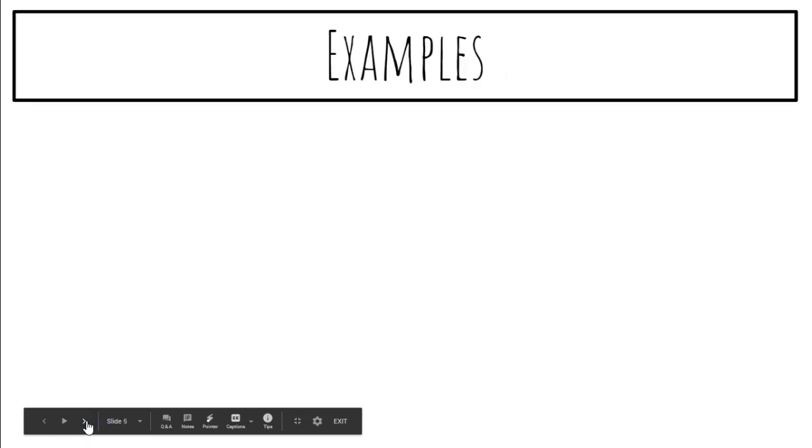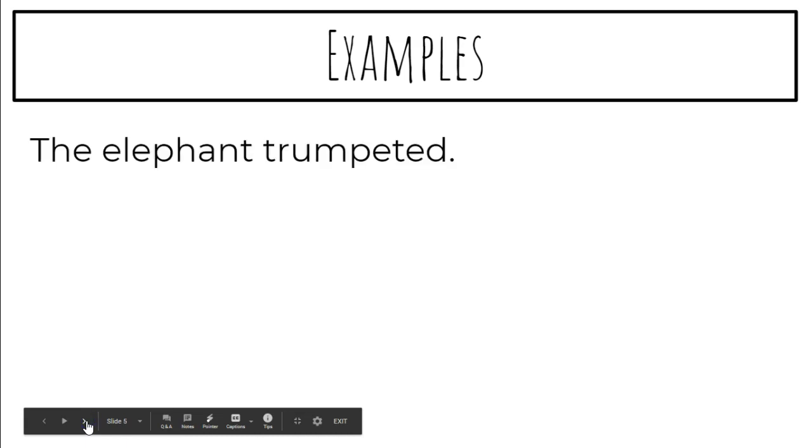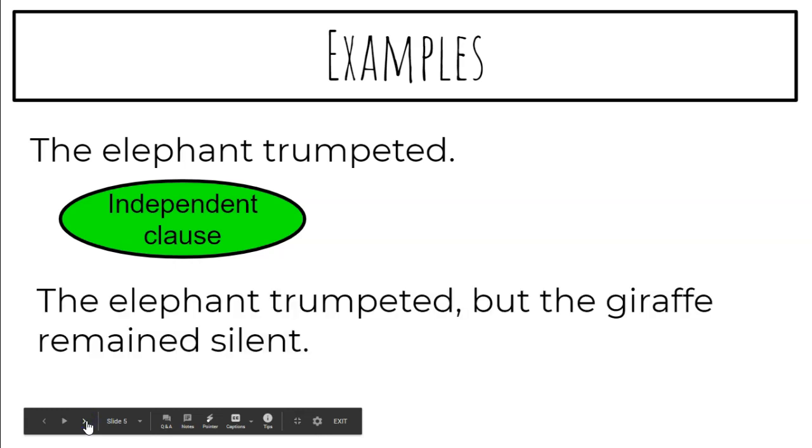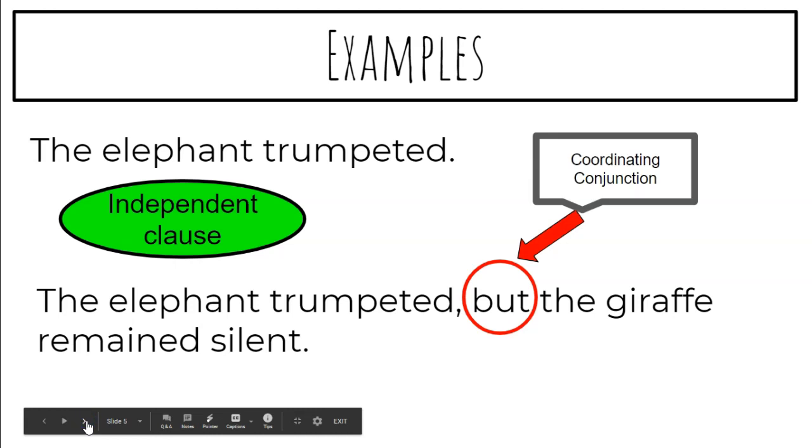Okay, so here's some examples of some independent clauses. The elephant trumpeted. That's an independent clause. You have a subject, which was the elephant. What did the elephant do? It trumpeted. That's your predicate. The elephant trumpeted, but the giraffe remained silent. Okay, so let's look at this. We have a but there, okay? What kind of conjunction is that? It's a coordinating conjunction.